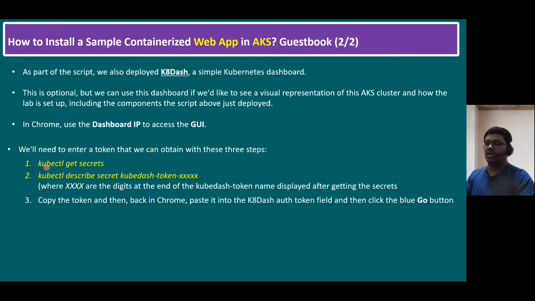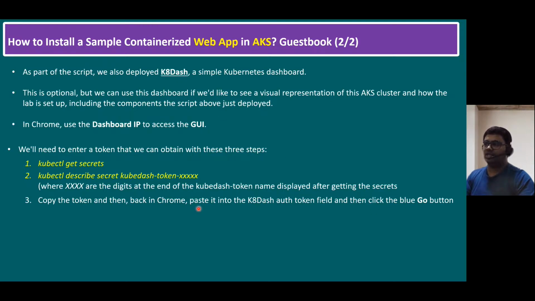First, we can type the command kubectl get secrets, and it will show you the token information. With that, we can enter kubectl describe secret, the kube-dashboard token name, at the end of this command. Once we enter this, it will give you a code, and we can copy that token, go back to Chrome, paste it in the Kubernetes dashboard, and once we click the blue Go button, it will launch the Kubernetes dashboard. These two steps we will verify now.